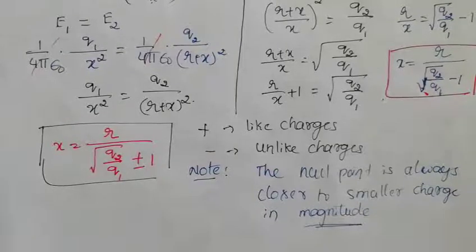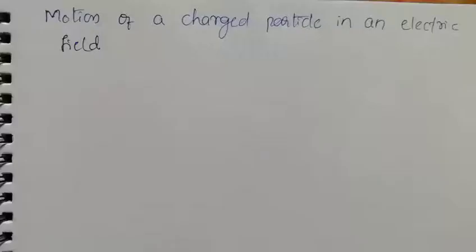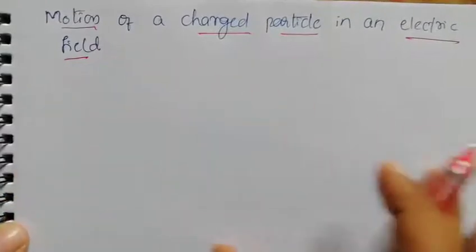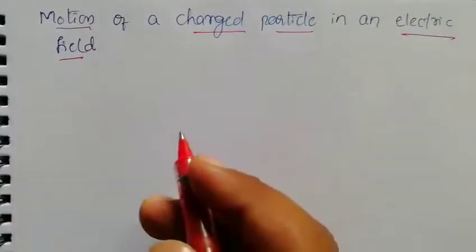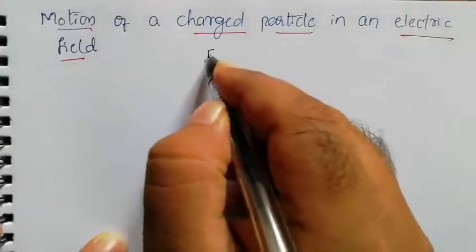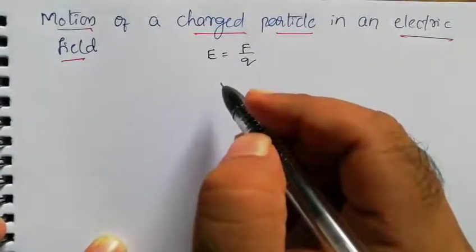Okay, now let us move on to the case of motion of a charged particle in uniform electric field. How the charged particle is going to move, with what force it is going to move, what is the acceleration of the particle, and different cases we are going to consider now. As we know already from the definition, electric field is force per unit positive charge.